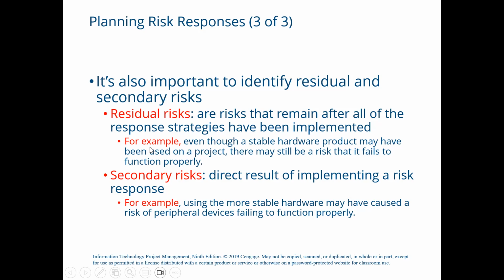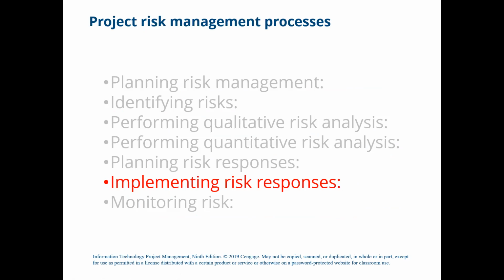Another type of risk is the secondary risk, which is a direct result of implementing a risk response. Simply, your response plan for a risk caused a new risk, and this new risk is known as a secondary risk. For example, using the more stable hardware may have caused a risk of peripheral devices failing to function properly, right? So this is all about planning risk responses.